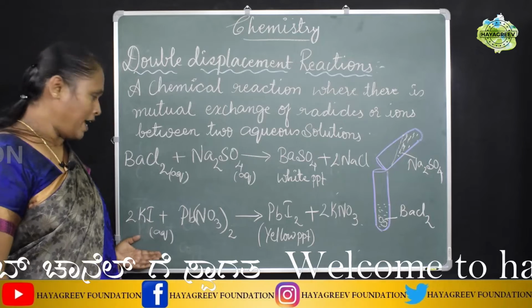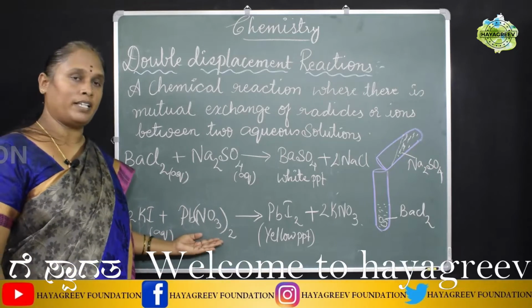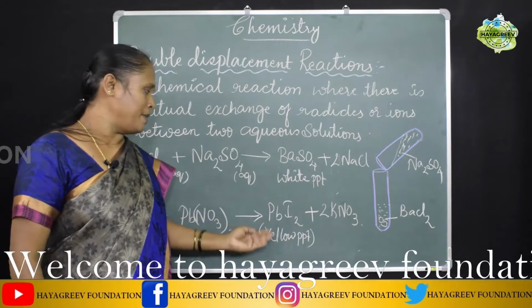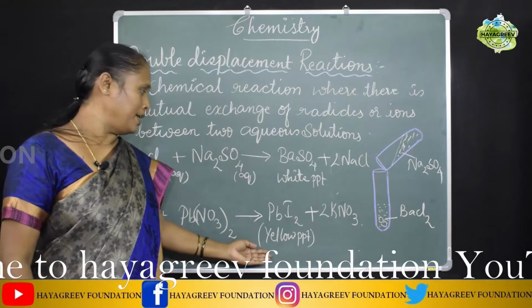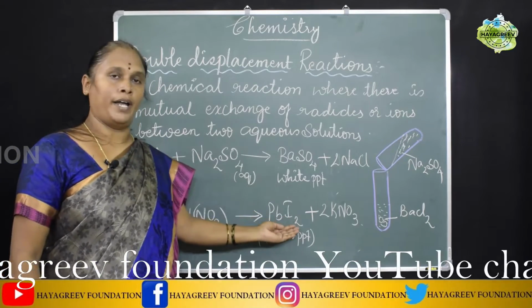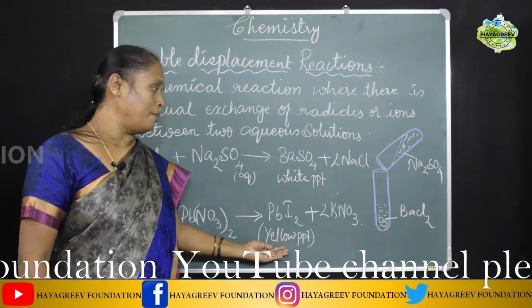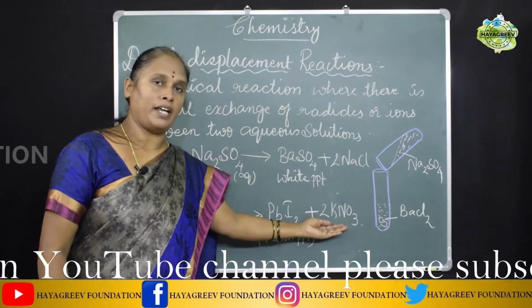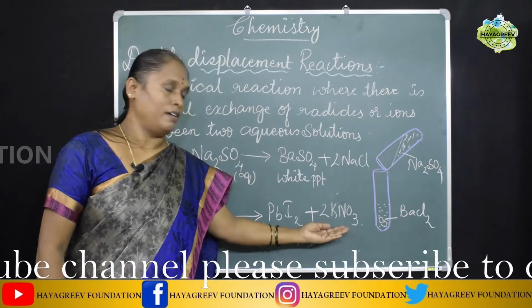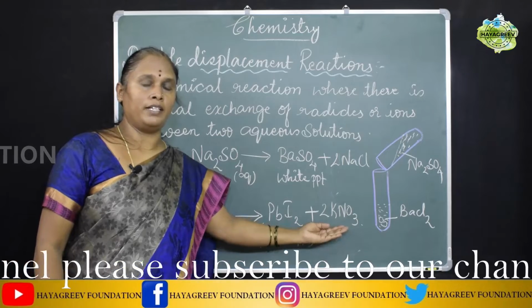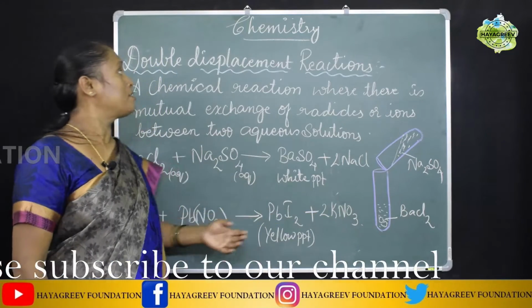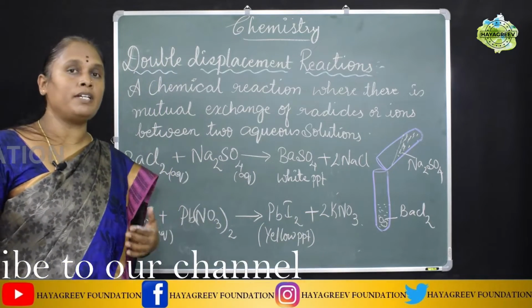So it is potassium iodide. When it reacts with lead nitrate, a yellow precipitate is formed, which is nothing but lead iodide. So lead iodide gives you the yellow precipitate, and potassium nitrate will again be found in dissolved form in the aqueous solution. So hope you have understood what double displacement reactions are.